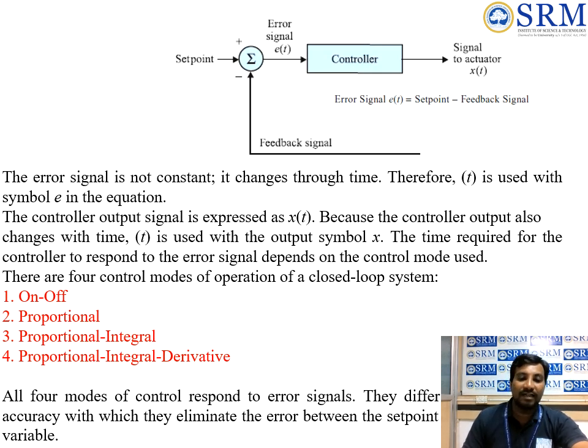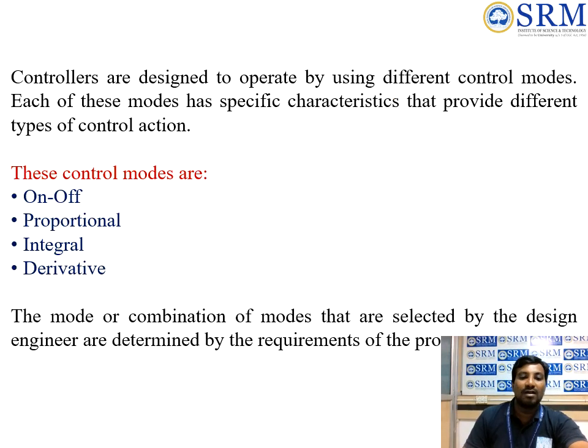So in module 1, we have seen different modes of operation, especially the on-off control method. Besides, there are several other modes of operation available, such as proportional, integral, and the proportional integral derivative method. All these methods of control respond to the error signal, but they differ in the speed and accuracy with which they eliminate the error between the set point and the control variable. So the control modes are called on-off, proportional, integral, and derivative, where the on-off mode of operation was discussed in detail in module 1. Viewers, if you would like to know more detail about the on-off control mode, please view the module 1 video lectures and you can learn about it there.